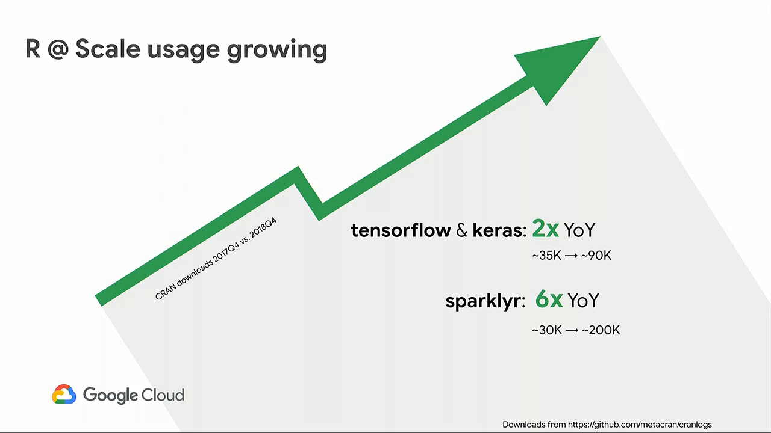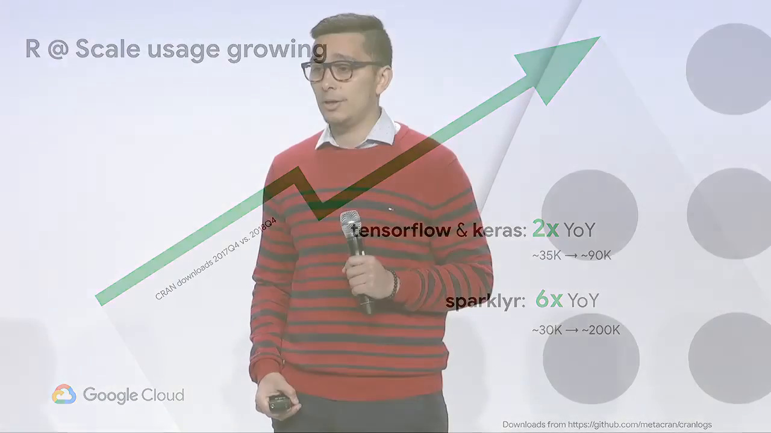And if I do a quick analysis on CRAN logs, the number of CRAN downloads, from 2017 Q4 versus 2018 Q4, TensorFlow and Keras libraries, 2 deep learning frameworks, have doubled in usage. This really is a signal that data scientists are exploring deep learning to solve novel ideas in new problem domains. Also, SparkR has actually grown by 6x during that same time period. A great signal that data scientists are really pushing the limits of one machine and the memory that restricts you to, and looking for distributed options on clusters. So Google Cloud should scale.